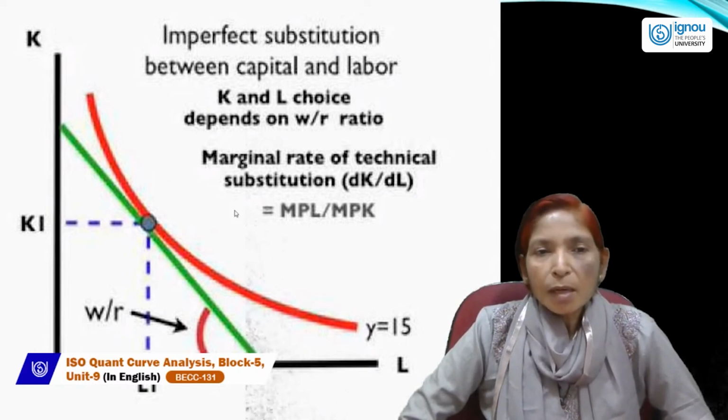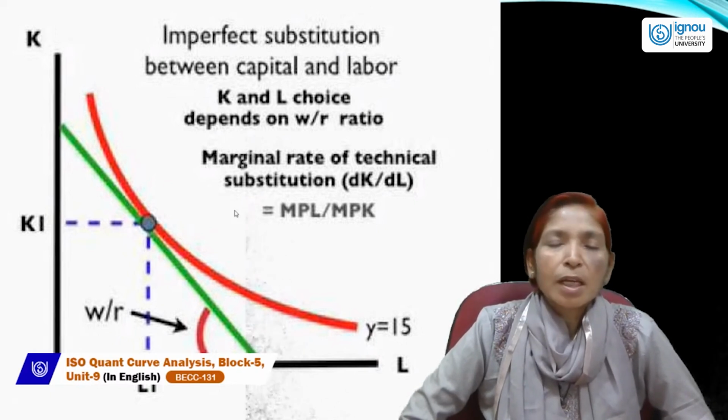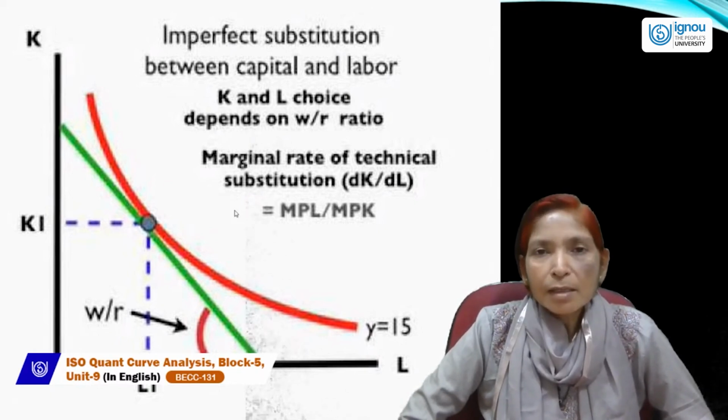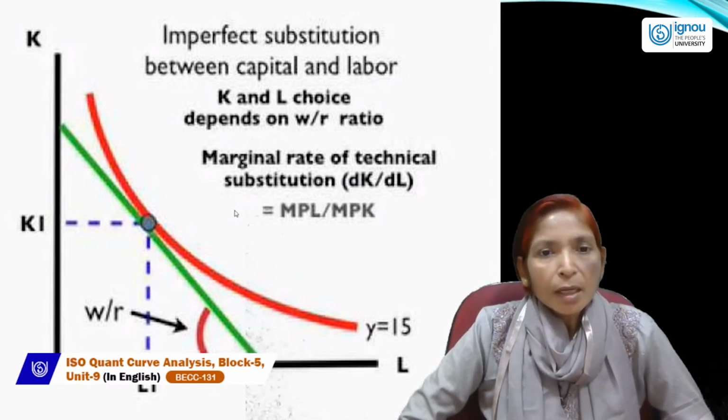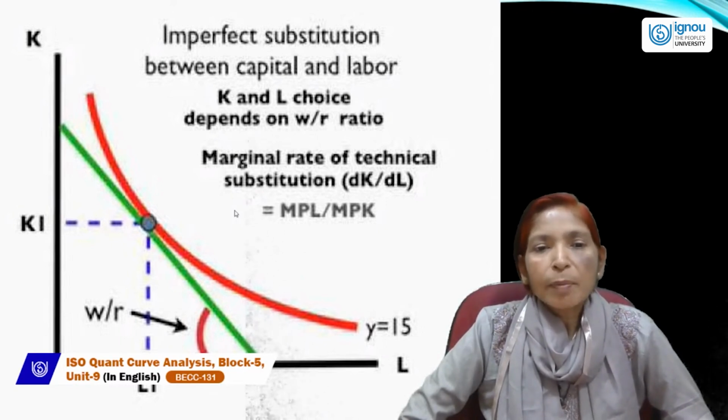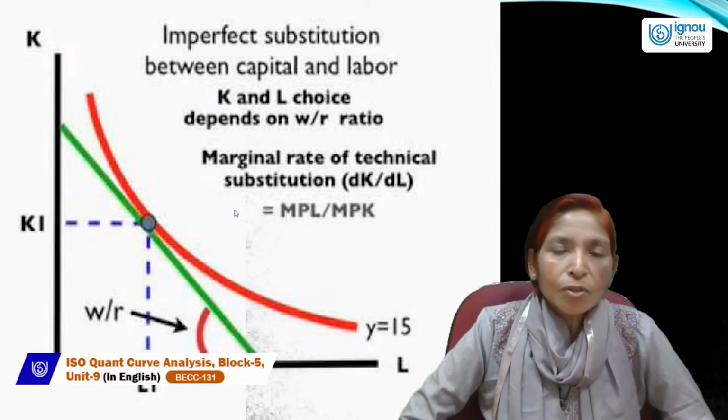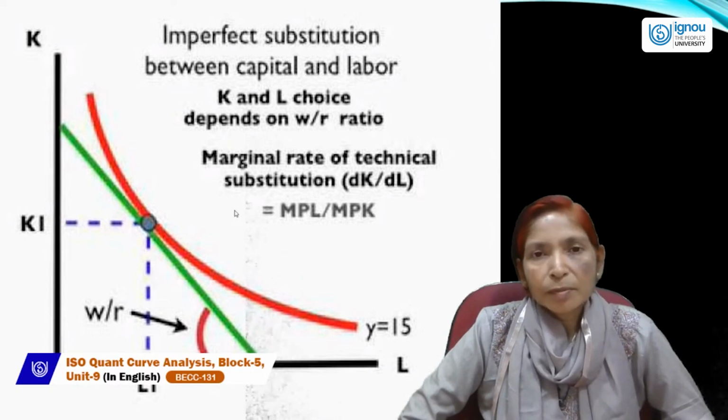So if there is an imperfect substitution between labor and capital, in that case, the isoquant curve will be convex to the origin, not concave, not a straight line. K and L, K is capital, L is labor. Choice depends on wage, and the reward of labor is wages and the reward for using capital is rent.